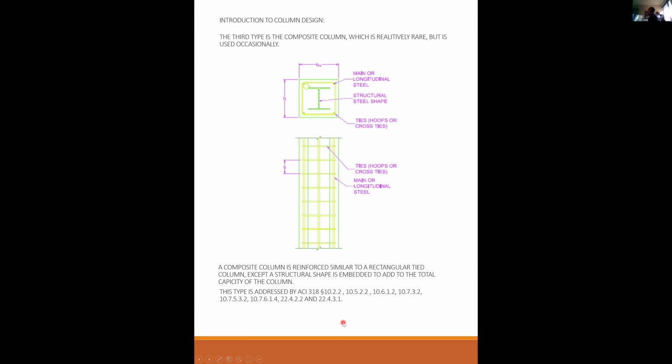This type of construction is addressed by ACI 318 in sections 10.2.2, 10.5.2.2, 10.6.1.2, 10.7.3.2, 10.7.3.5, 10.7.6.1.4, 22.4.2.2, and 22.4.3.1. Composite columns are otherwise beyond the scope of this class. So this is the last you'll probably ever hear of them. But they do exist.